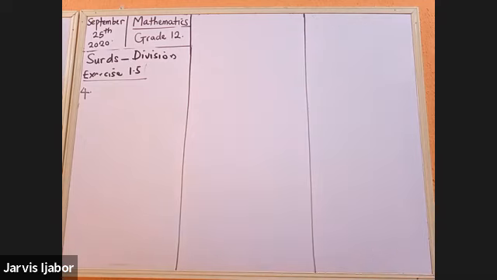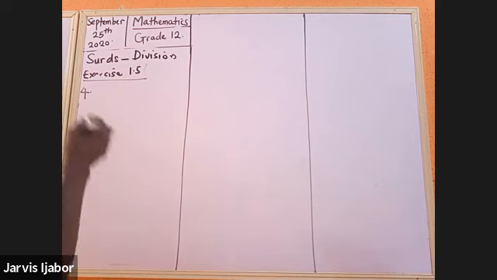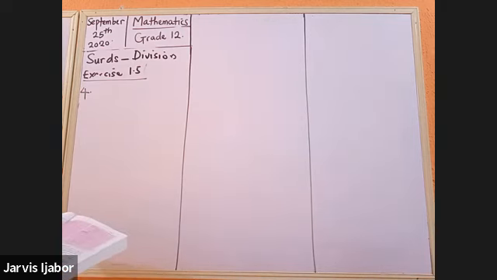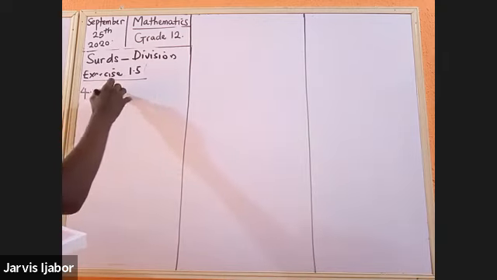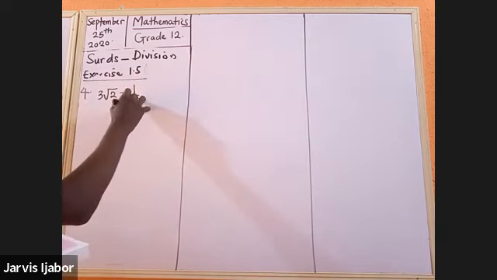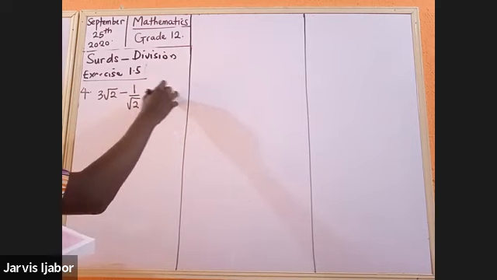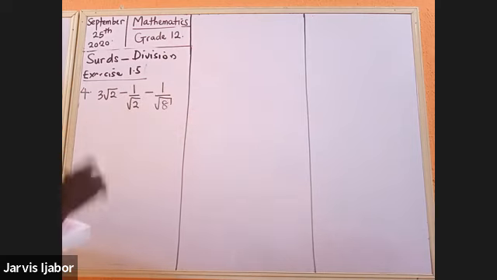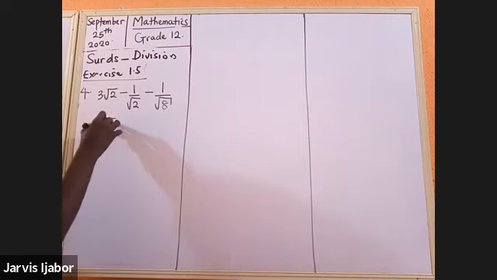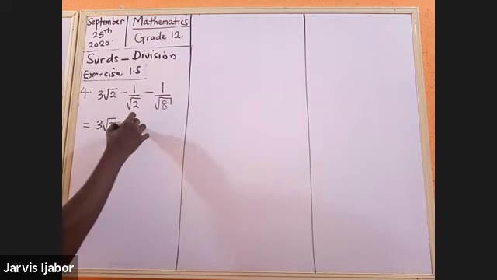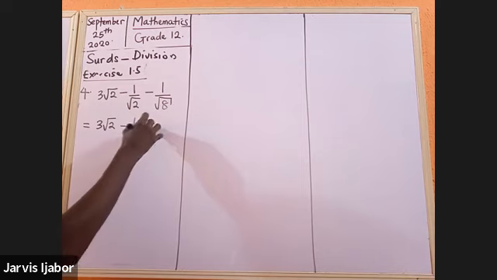In question 4, we are told to simplify the following. Still under division. Now, here we have 3 root 2 minus 1 over root 2 minus 1 over root 8. Now, what's the first thing you need to do here? You need to take care of this. So this will be what? 3 root 2 minus 1 over root 2 minus what?